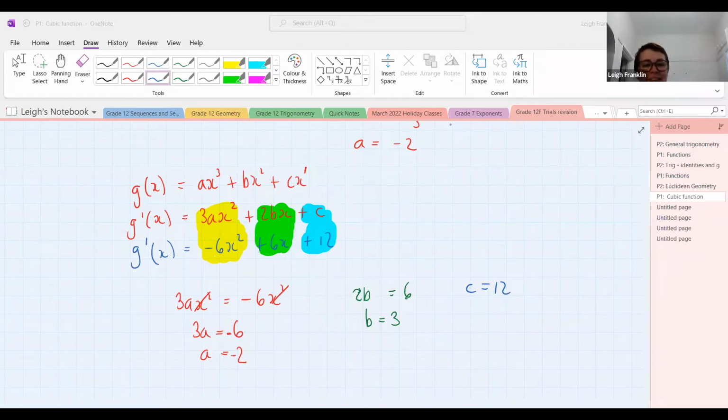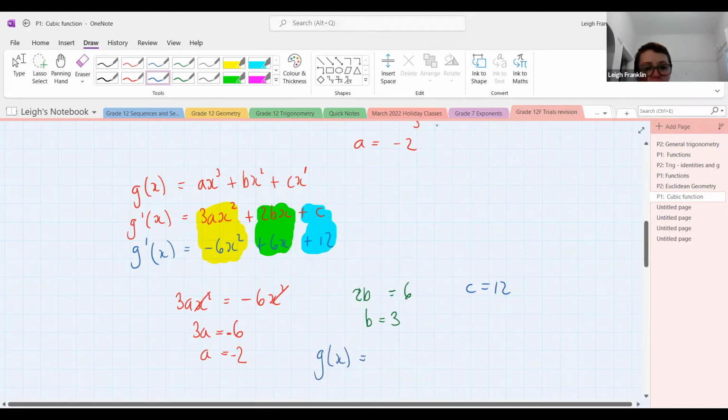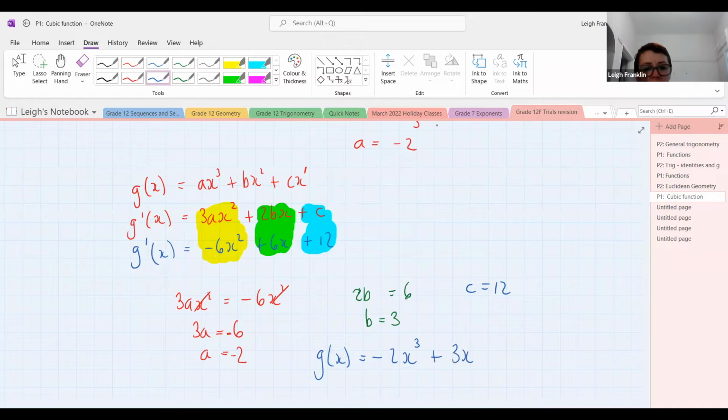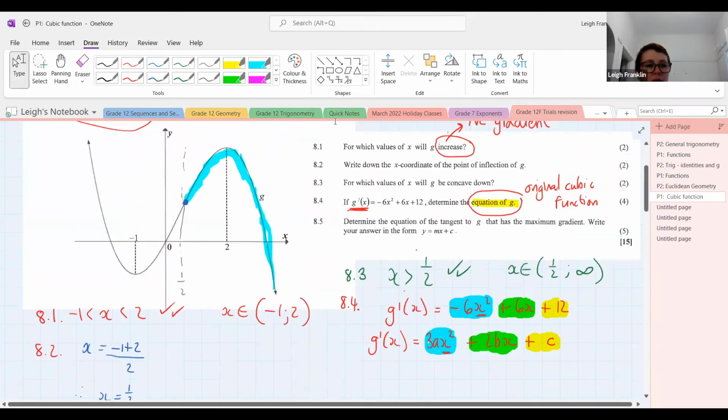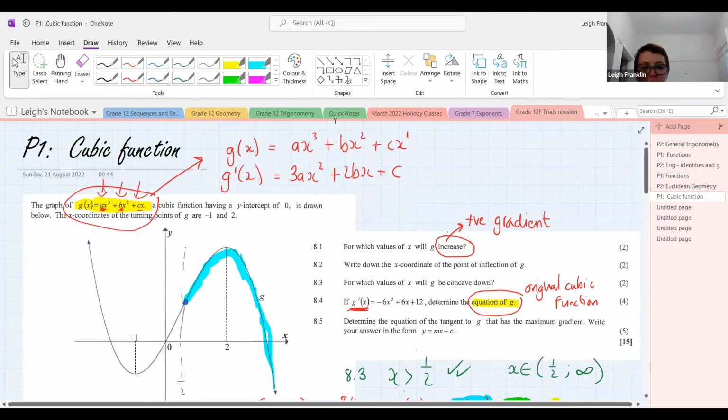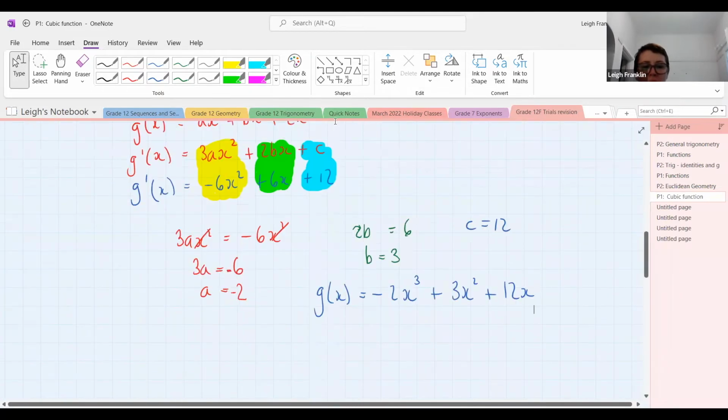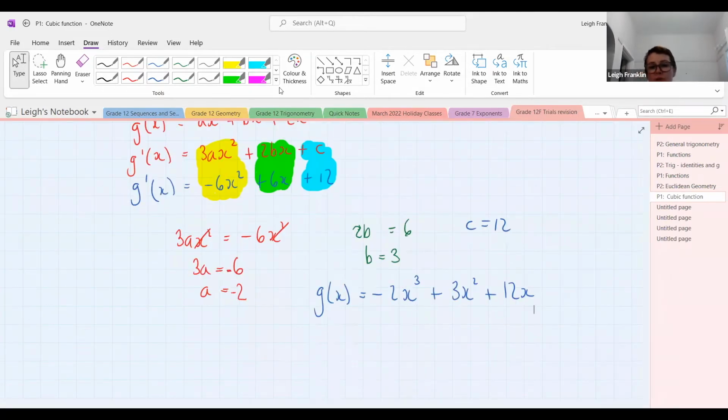Okay, so now we can go back and we can say, well, g of x is the graph of minus 2x cubed plus 3x squared plus 12x. So we've worked out the values of a, b and c. Okay, so a is -2, b is 3, and c is 12.